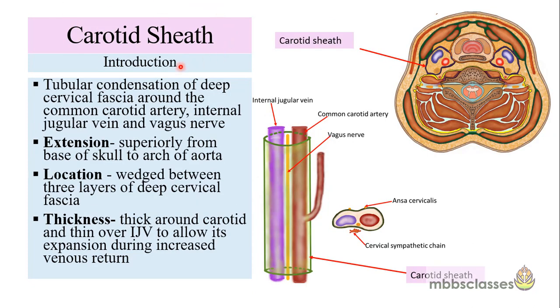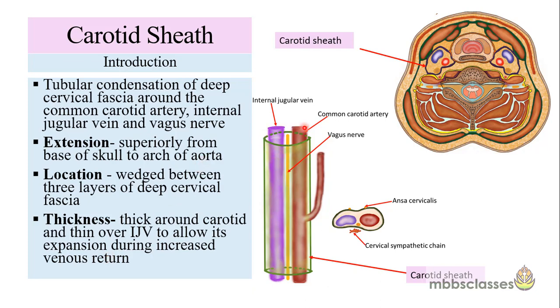Now the last component of the deep cervical fascia is the carotid sheath. The carotid sheath is a tubular condensation of the deep cervical fascia which gets contributions from the other three fascias. It extends superiorly from the skull base and inferiorly up to the arch of the aorta. If we look at the thickness of this carotid sheath, it is thick around the carotid arteries and thin over the internal jugular vein. Since it is thin over the IJV, it allows its expansion during increased venous return.